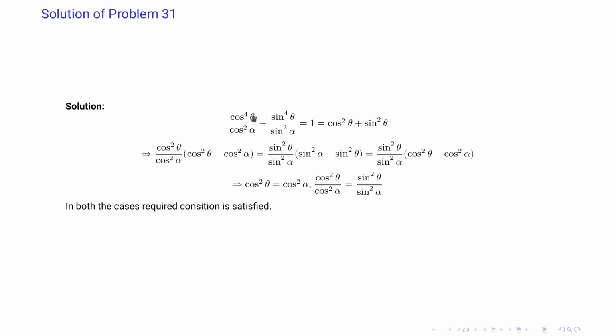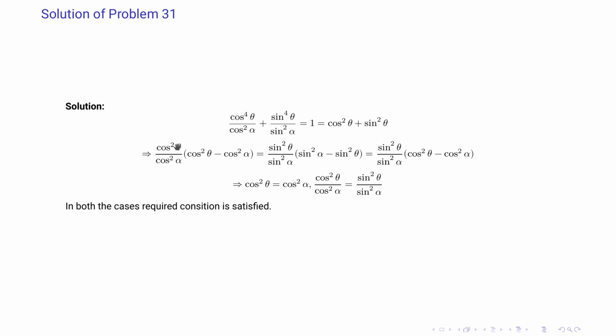We are given that cos to the power 4 theta by cos square alpha, half, sin to the power 4 theta by sin square alpha are in AP. So we can write that the sum of the extreme terms, cos to the power 4 theta by cos square alpha plus sin to the power 4 theta by sin square alpha, is equal to twice the middle term, which is half. So twice of that would be 1, which is equal to cos square theta plus sin square theta. We take cos square theta to the left hand side and sin to the power 4 theta by sin square alpha to the right hand side, and then we can write cos square theta by cos square alpha into cos square theta minus cos square alpha is equal to sin square theta by sin square alpha multiplied with sin square alpha minus sin square theta.